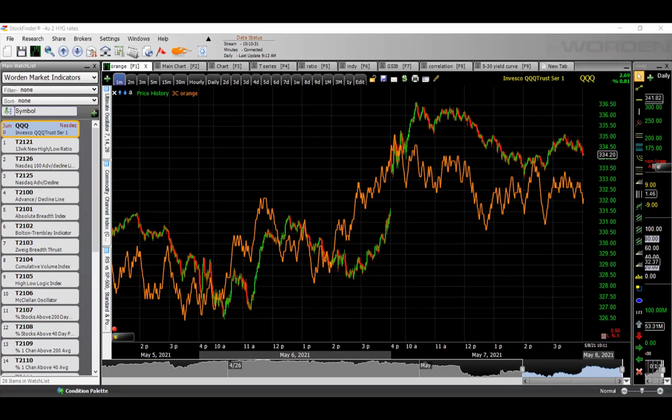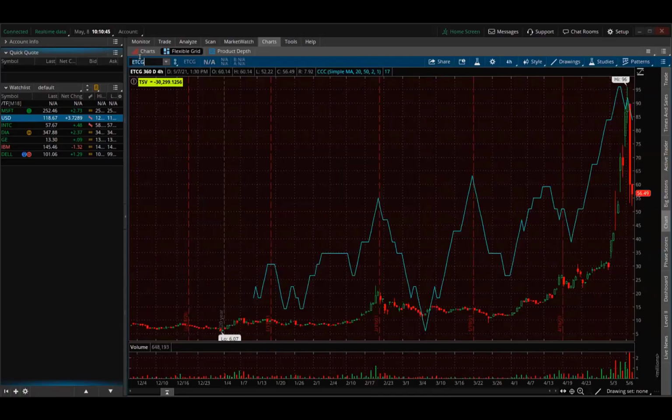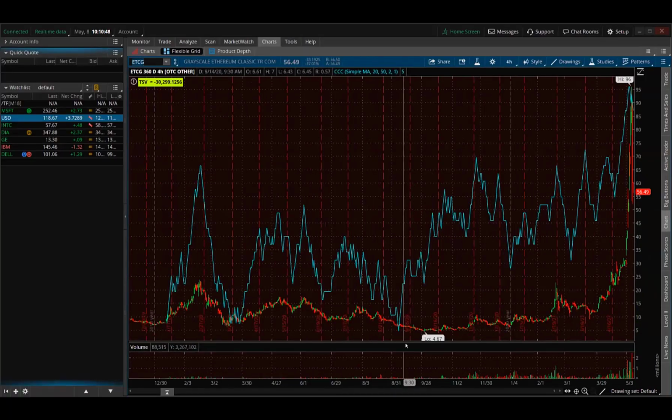ETCG is the Ethereum ETF. It was up like 200% this week. I went out to this 4-hour chart, and what I noticed, I don't know if you can see it over here, is kind of like a cup and handle right over here.